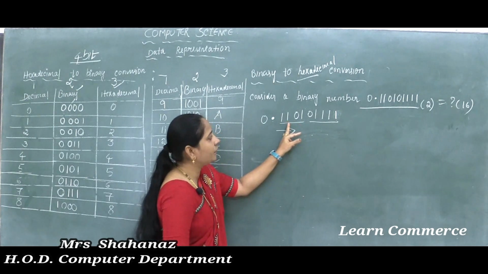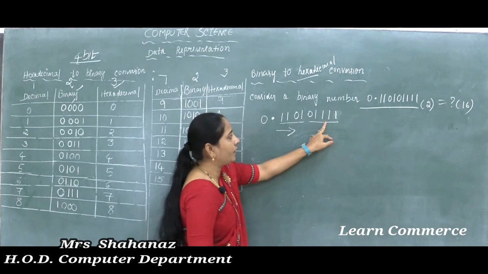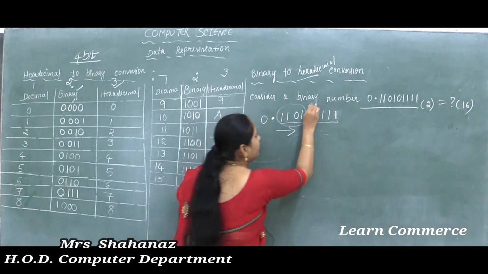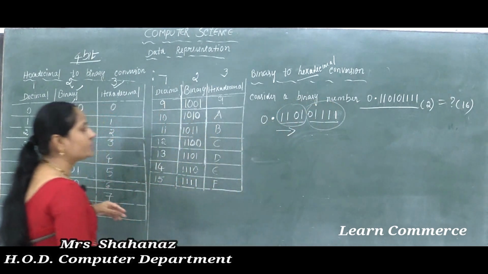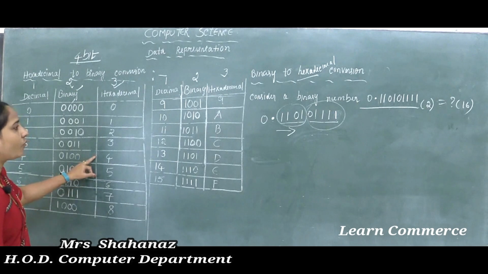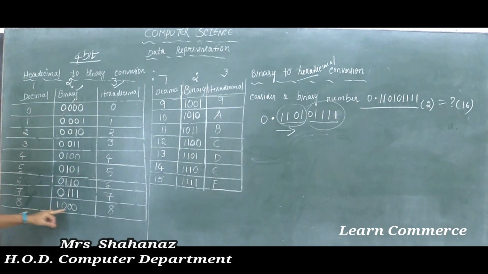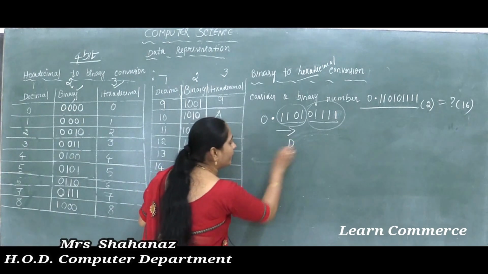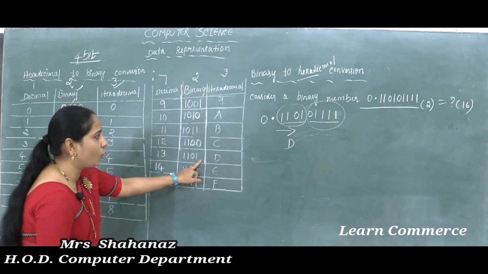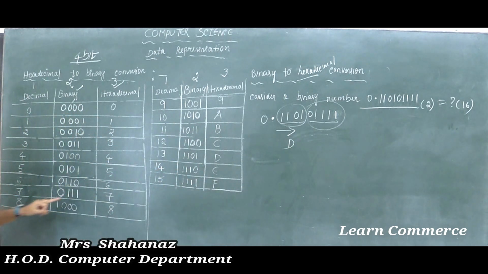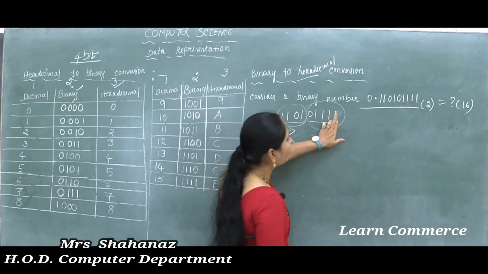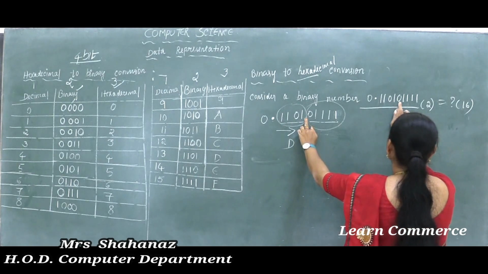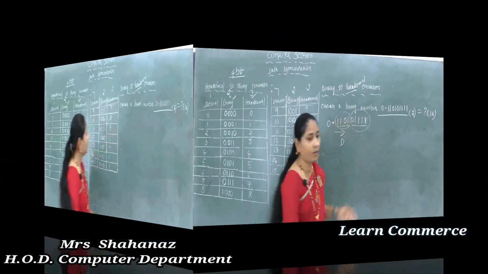So I just took the value 1101 and the next value is 0111. That means in one group 4 bits are there, in the second group also 4 bits are there. So now I am going to find out the value. So 1101, okay? So 1101, the value is D. Clear this one? 1101 means the value is D here, and later the next one 0111. Clear this point here?